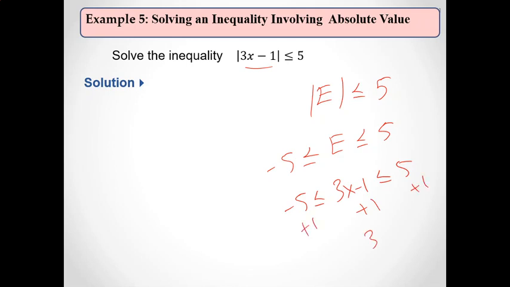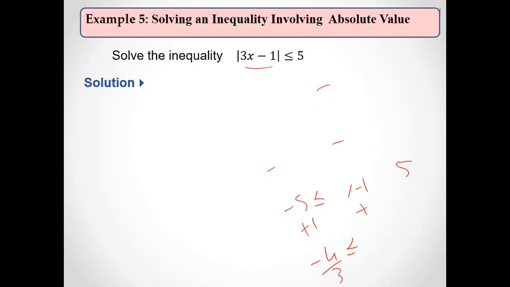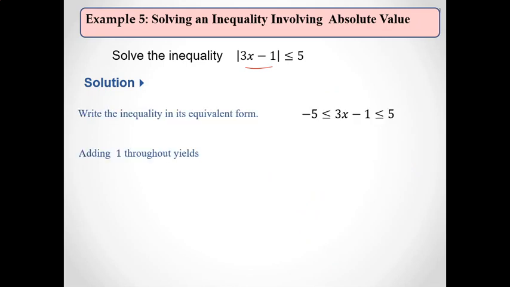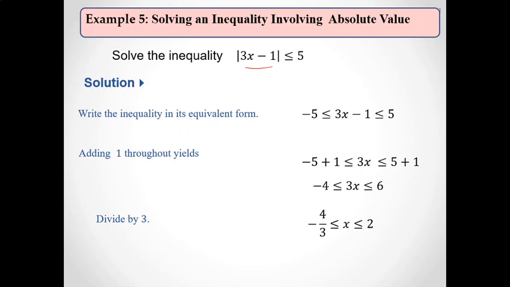Add 1 to all sides, 3x, 6, and minus 4, and divide by 3, and you get the solution. Okay, let's follow the solution in the slide. Add 1 to all sides, and then divide by 3, and then you got this one, and in interval notation, the solution is this. So as you see here, when we have these, we have these brackets here.